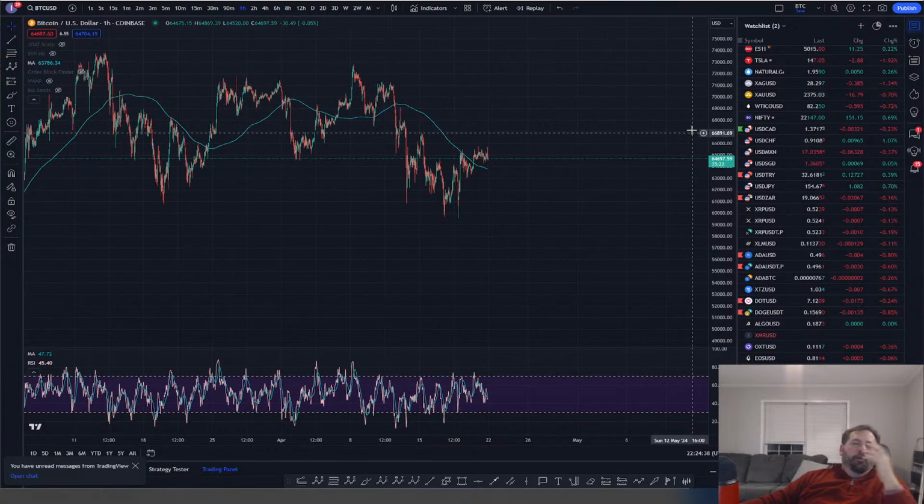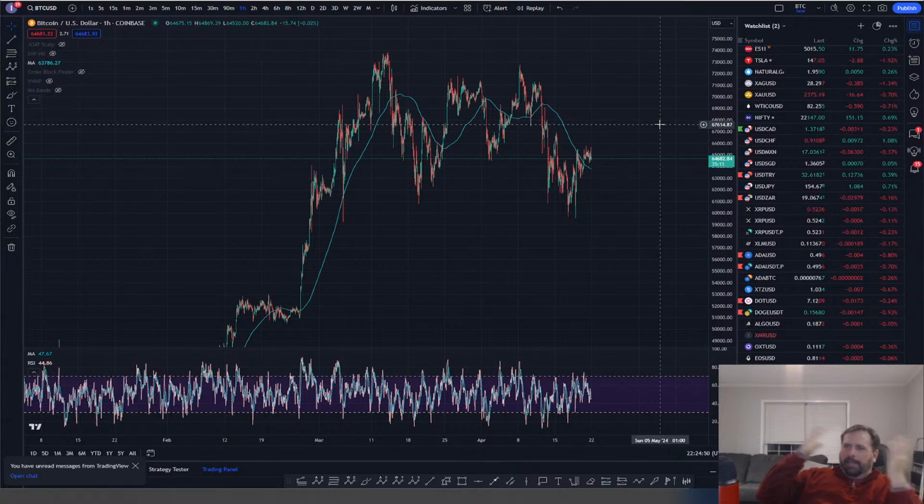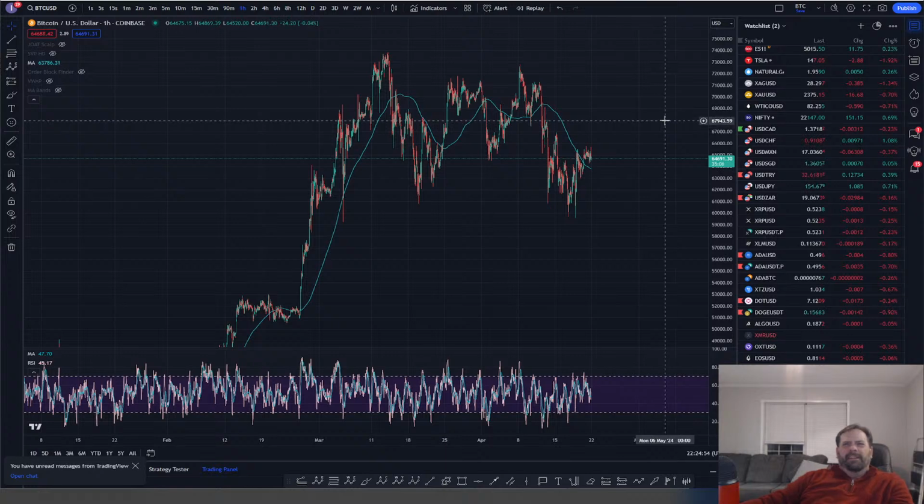Let's just say over the next week or two, Bitcoin starts crashing. At what point are you going to get rid of your Bitcoin? Are you going to hold it all the way down to $4,000? Are you going to hold it with the mindset of, oh, it's just a pullback, it's just a pullback, and then before you know it, it's down to $12,000? I mean, that's my point.